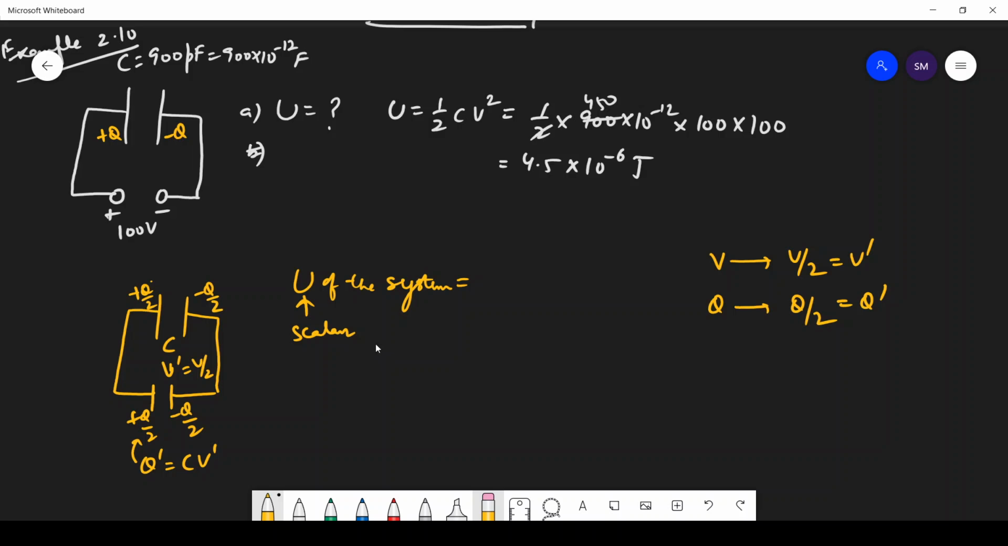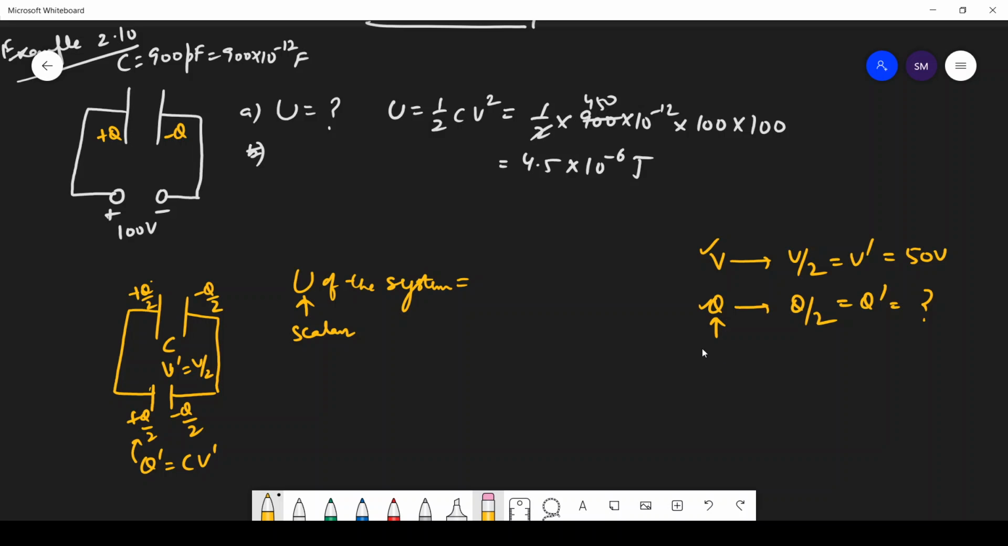Now what is the total energy of the system? I told you that the energy of this system and the energy of this system will be added, and you have two things, V and Q. What is V dash? It's 50 volt, 100 by 2. And what is Q dash? That you don't have. So what to do? But you know V and Q, so Q you can calculate.